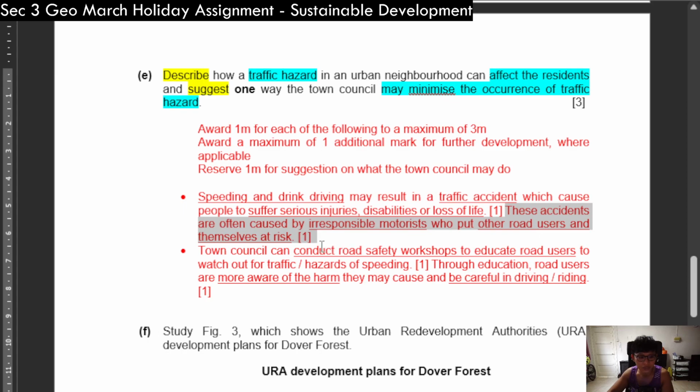Then for the second point, the town council can conduct road safety workshops to educate road users. So this suggestion can be anything which is plausible. One of the most common examples is the conducting of road safety workshops. Then through the education, I can elaborate also. I'll say through education, the road users are actually more aware of the harm they may cause, and this will cause them to be careful when they are driving.